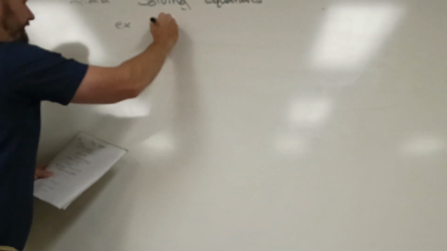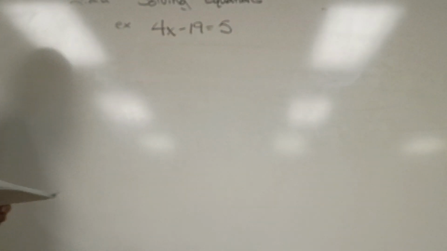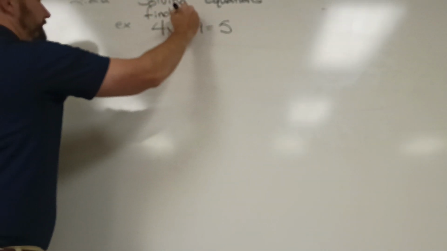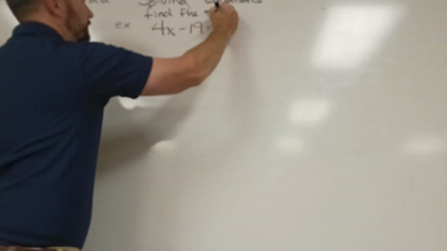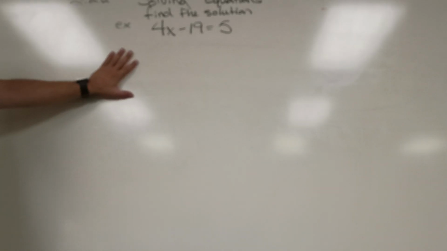All right. 4x minus 19 equals 5. I want to find the solution. So I'm looking for what number can I plug into this to make it true.